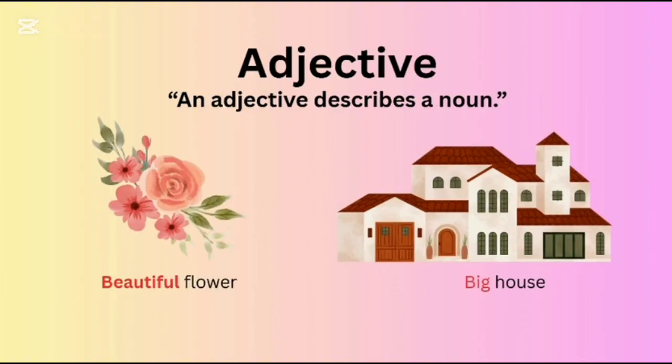Adjective. An adjective describes a noun. A beautiful flower, a big house. इन दोनों sentences में beautiful और big adjectives हैं क्योंकि ये nouns flower और house को describe कर रहे हैं.